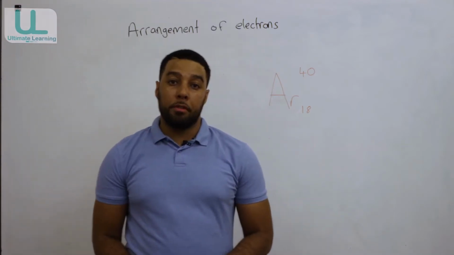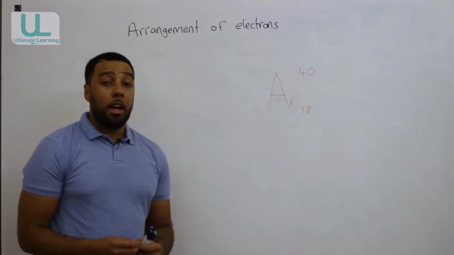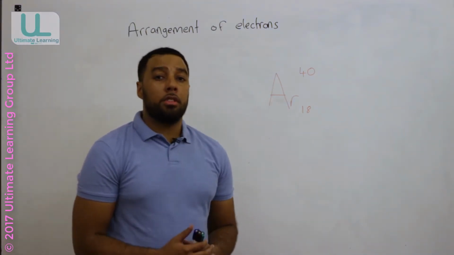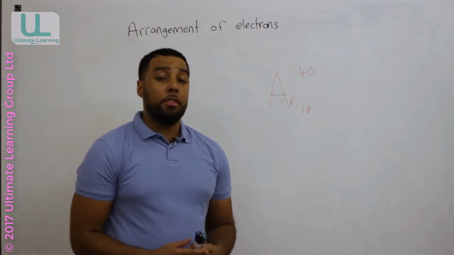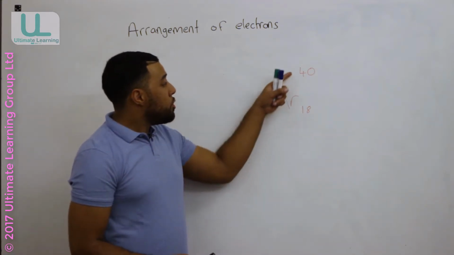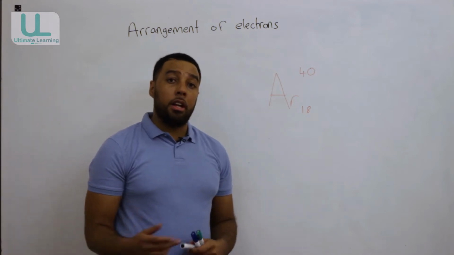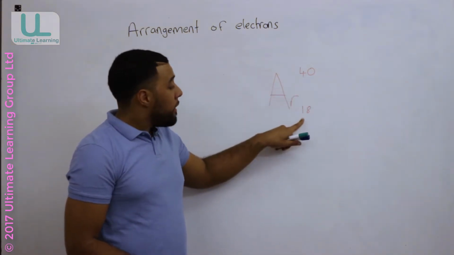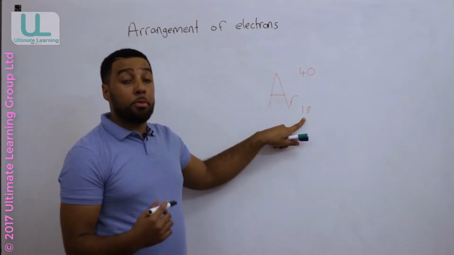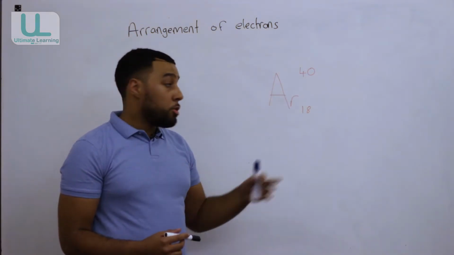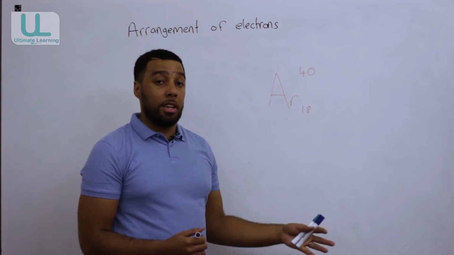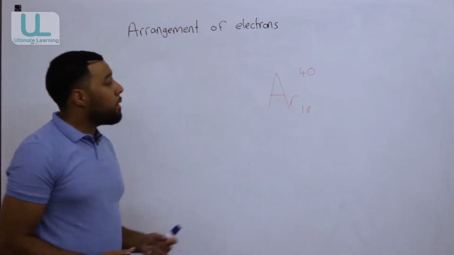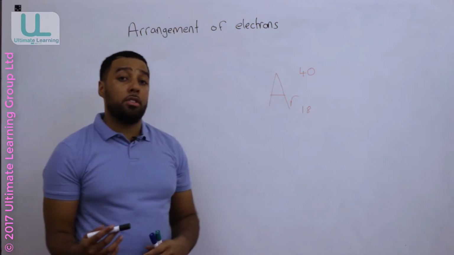Hi guys, welcome to another video, and today we're going to be looking at the arrangement of electrons in an atom. In our previous video, we noted the two different numbers that each element has. And we said that this top number is the mass number and that this bottom number is the number of protons. But in an atom, the number of protons and electrons are the same. So we want to see how these electrons are arranged.